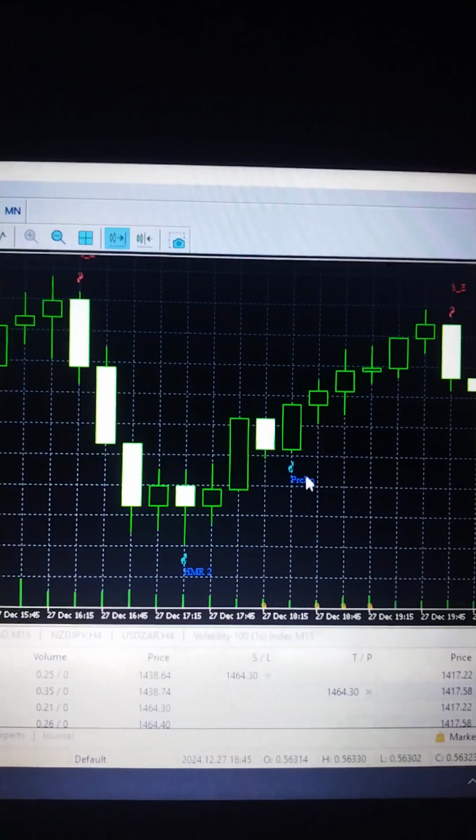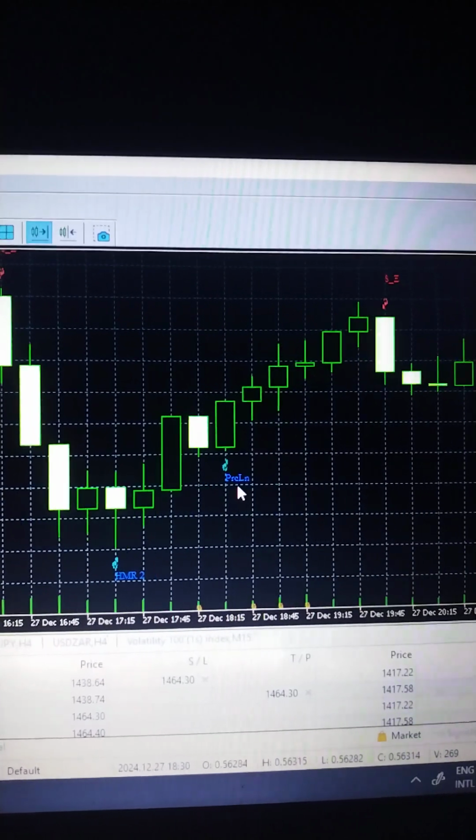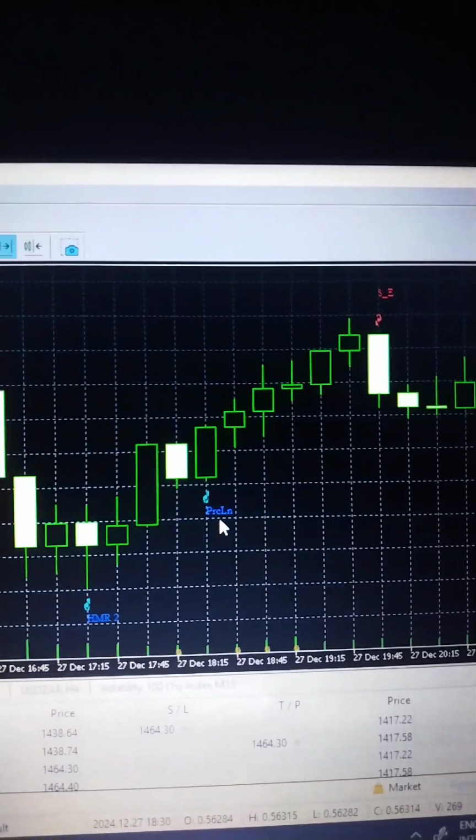You see it appear here again. It tells you the market reversal, and you use it to maximize your profit in the trading industry.